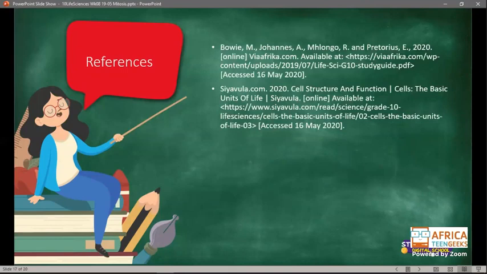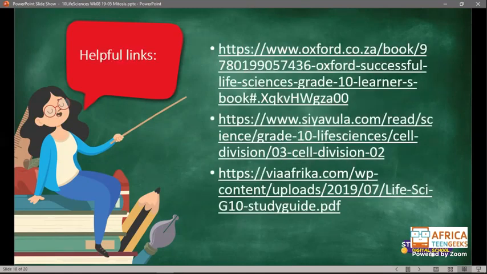So guys, these are some of the references I used. The diagrams are from the Siyavula textbook, which is free online. And also the Via Africa textbook is also free online. Some of the helpful links.